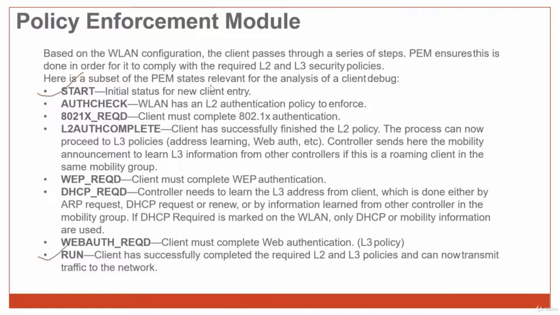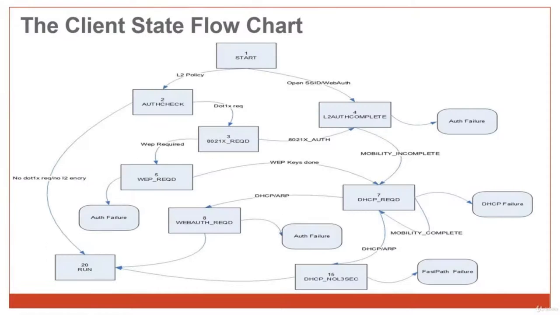So initial start of the client, authentication check, 802.1x, that is again .1x requirement, L2 authentication completed, WPA, if you have the WPA key, we'll discuss about security later on, then DHCP request, web auth request, and finally in the run state. So in between, you may have any issue that you have to detect at exactly what point you have issue, and then you have to solve it.